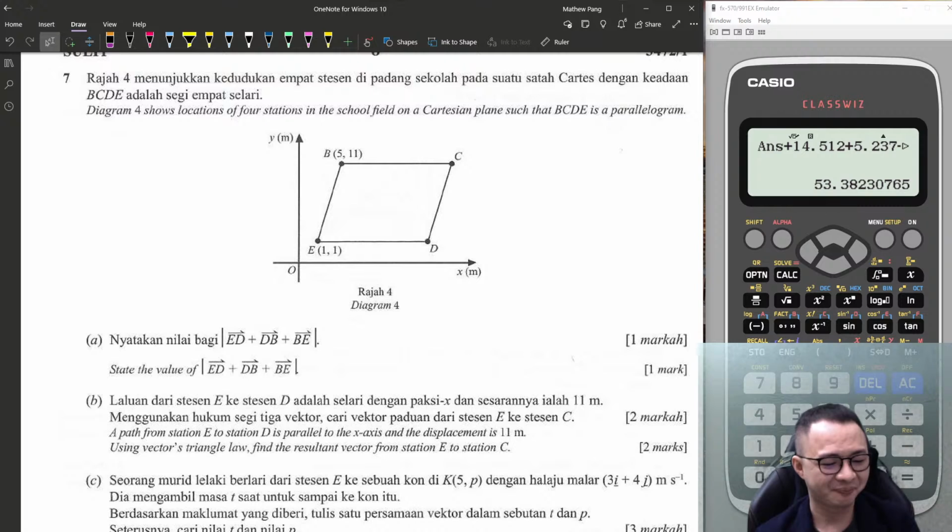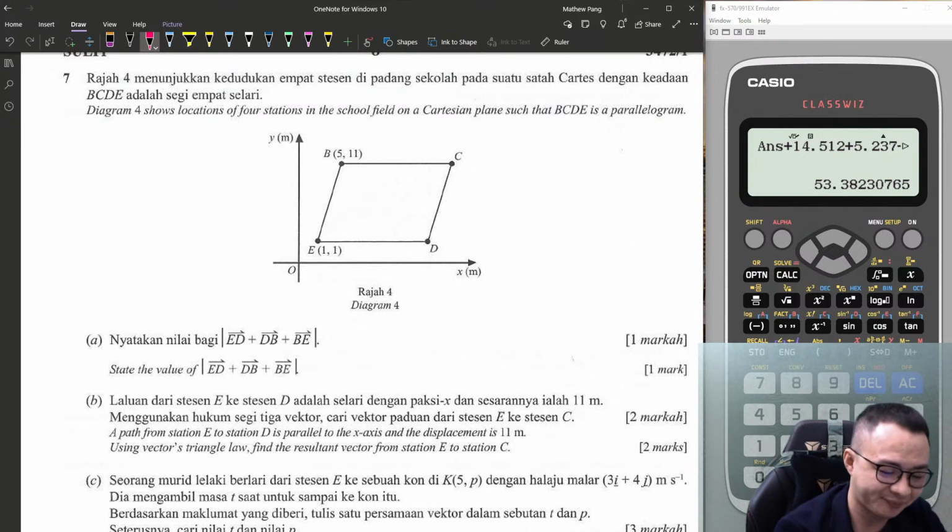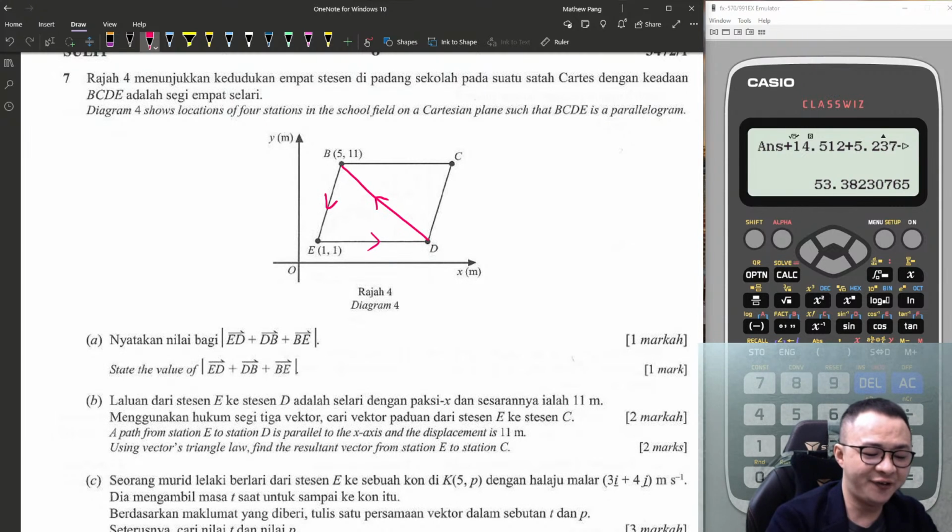Okay, question 7. Vector. The diagram shows the location of 4 stations in the school field on a Cartesian plane, such that BCDE is a parallelogram. Part A just tests how much you can understand. E to D, and then D to B, and then B to E. If the starting point goes until the end and you go back to the starting point, the value of the vector is always 0.